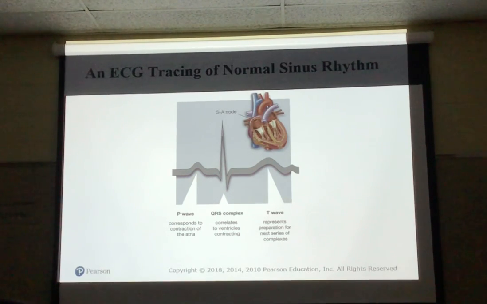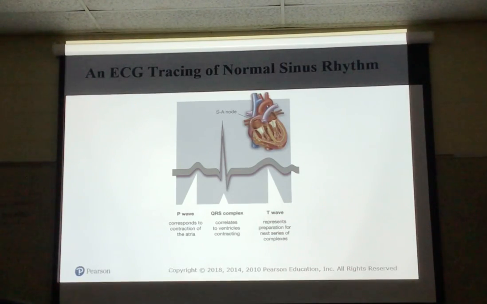And this is pretty much what we just talked about. You have your P wave, it's your atria contracting. You have your QRS complex, which is your ventricles contracting. And then you have your T wave, which is the whole thing getting set up to do it again. All right? And any variation of these is a bad thing. Okay? And I'm telling you, there are a ton of things that can go wrong.